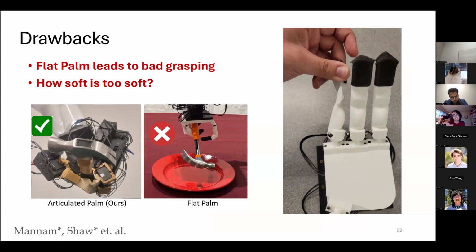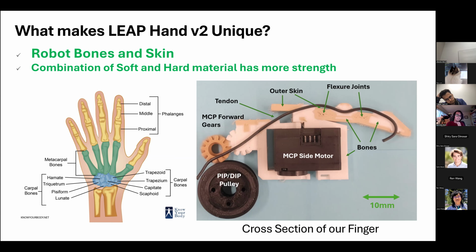So this leads us into our newest work, LEAP Hand V2. And sort of the idea is, how can we think about how the human has all these bones and skin. How do we combine also soft and hard material? Like if you think about the human hand, the bones are giving you a lot of rigidity, and the fingernail actually helps you with grasping. That fingernail being stiff on the back helps a lot with your grasping.